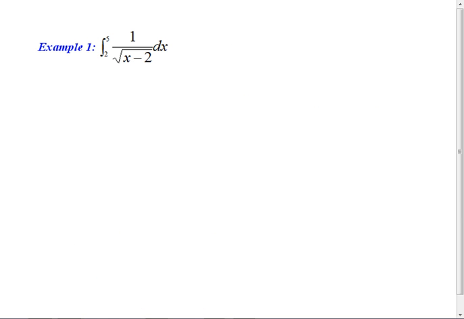This one. This is a vertical asymptote, and I don't exactly know where. We have x is equal to 2. Turned out to be at the end point. If I integrate 1 over x minus 2 from 0 to 5, I'm going to have to break that up. Yeah, you have to recognize there's a vertical asymptote.